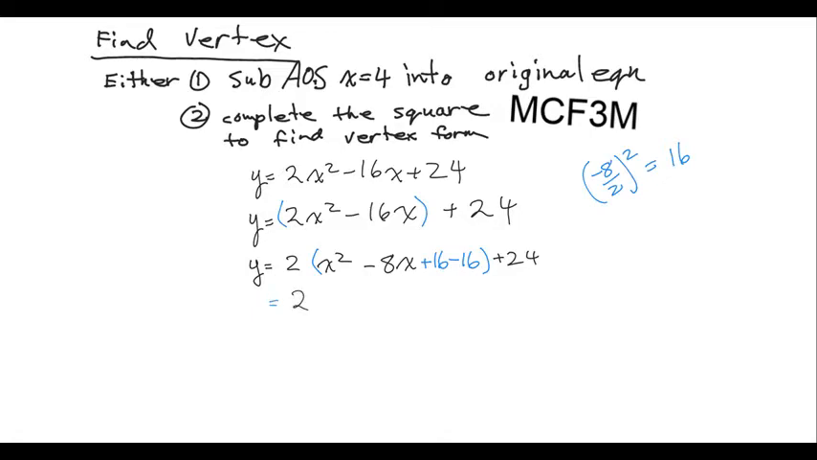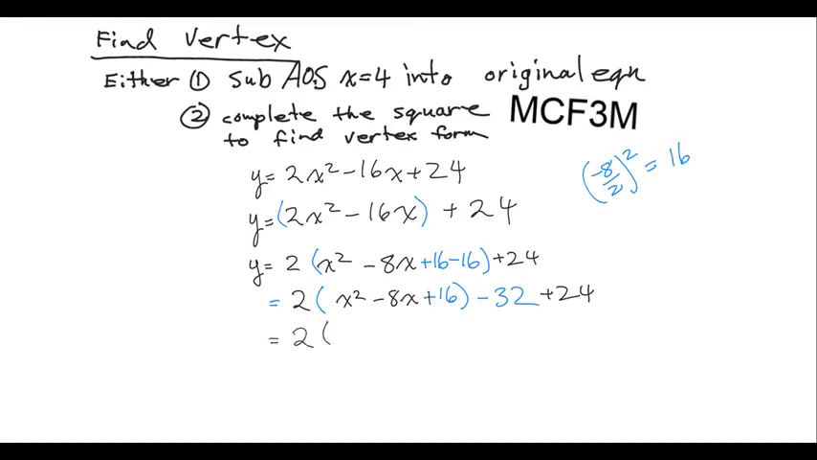2 bracketed with x squared minus 8x, and then plus 16, and then the number that's on the outside ends up being negative 2 times negative 16, which ends up being negative 32 plus 24. And now this bracket here is ensured to be a perfect square. So now we're going to simplify.